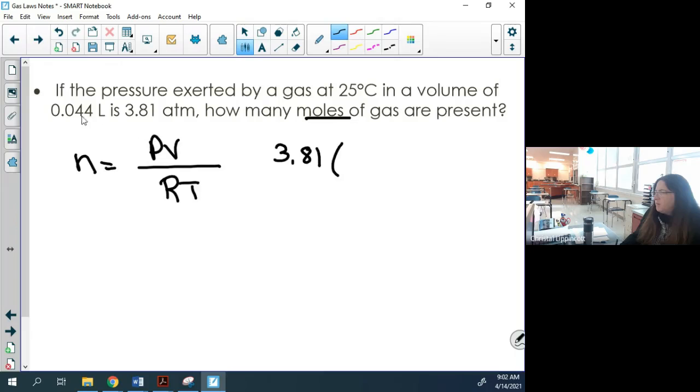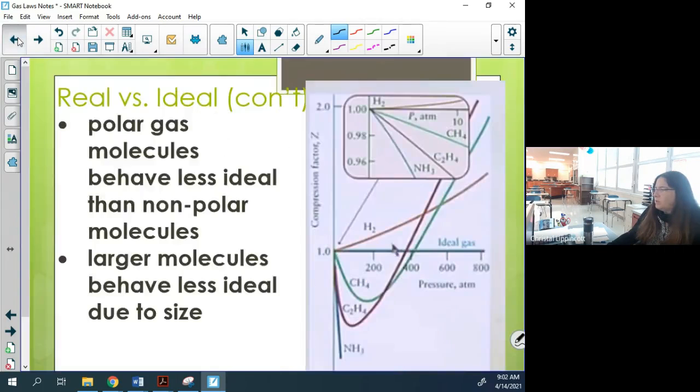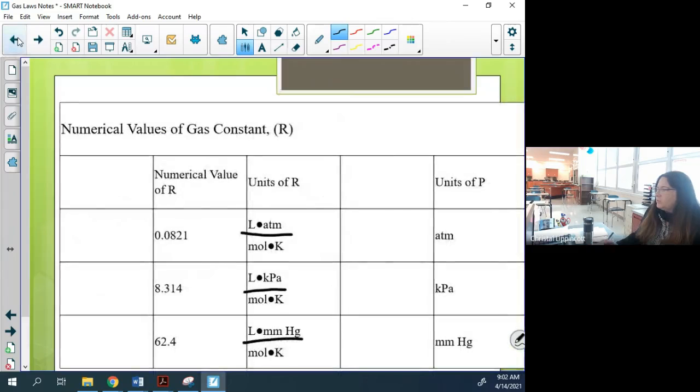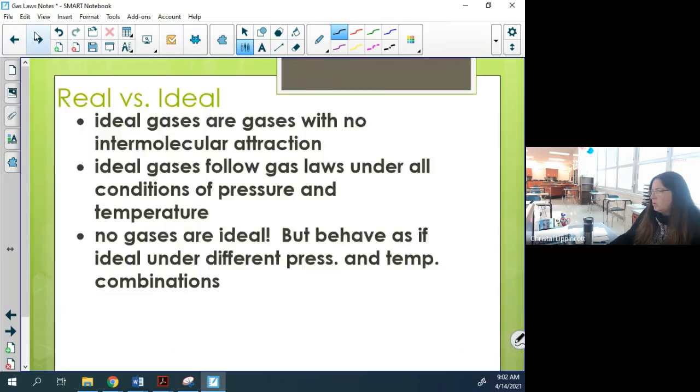So my V is my volume. I need to check and make sure that that is in liters. It is, so we're okay to go ahead and use that. Then I need to figure out my R value. So I'm going to go back to my chart of R values here. Notice that my pressure was given in atm before. So I'm going to use the R value that has atm with it. Okay, so I'm going to use that value.